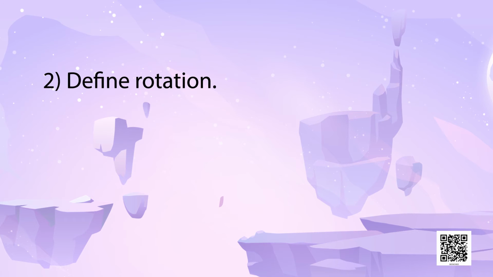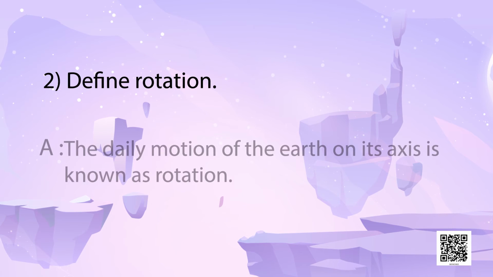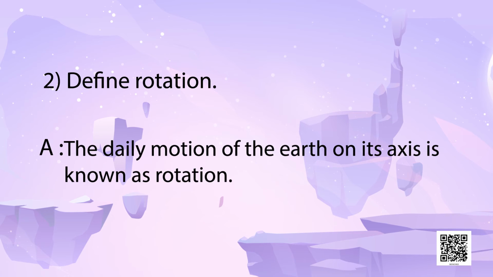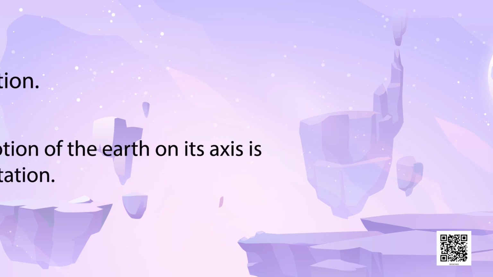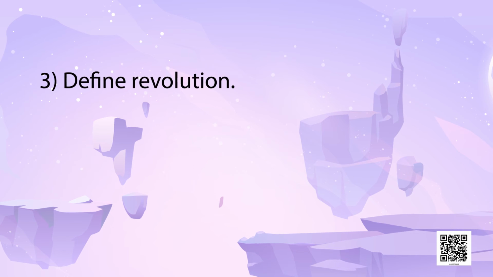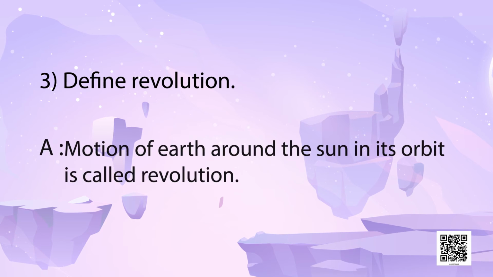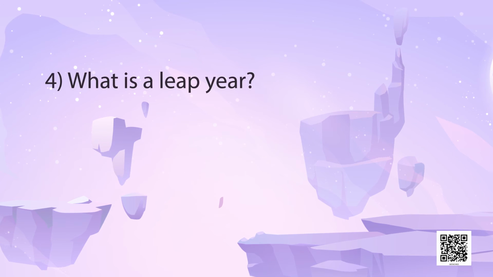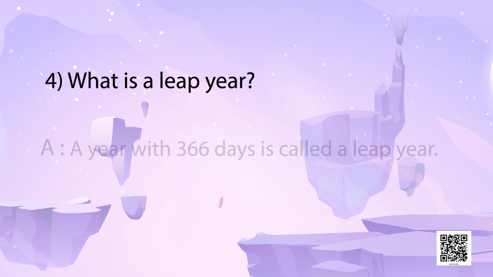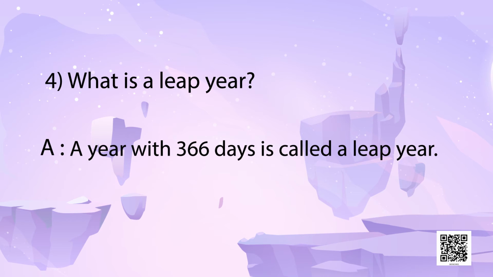Question number 2. Define rotation. Answer is the daily motion of the earth on its axis is known as rotation. Question number 3. Define revolution. The answer is motion of the earth around the sun in its orbit is called revolution. Question number 4. What is a leap year? Answer is a year with 366 days is called a leap year.